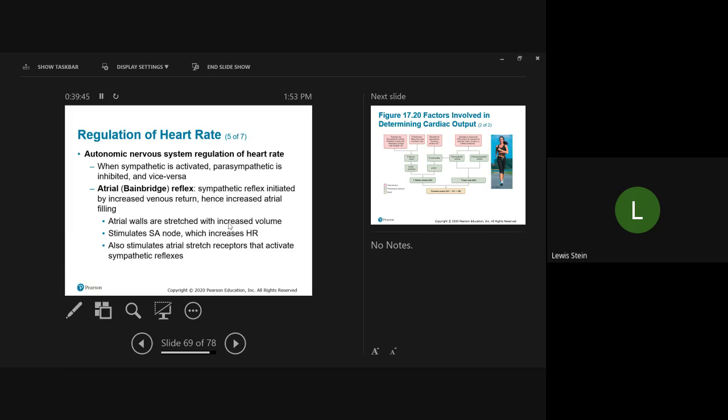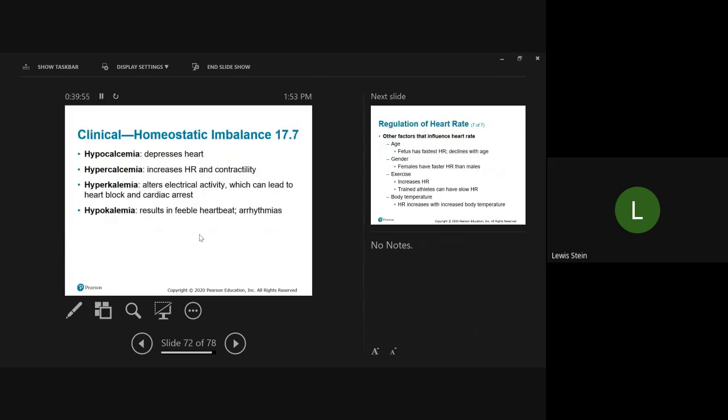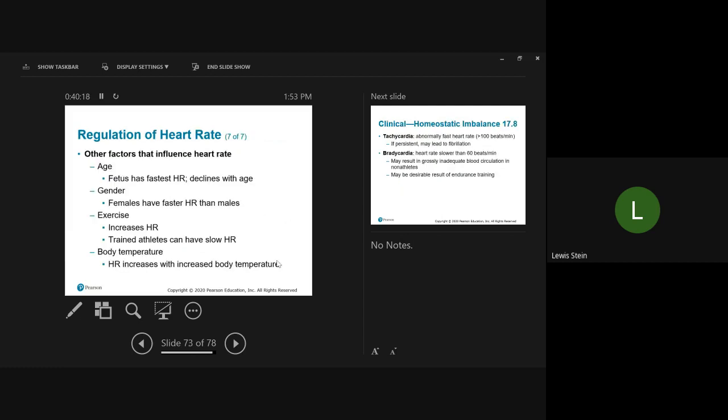I don't think the Bainbridge reflex is that critical for our purposes. Hormones, thyroxine, the electrolytes. These are interesting. Again, calcemia, whether it's hypo or hyper, and so there's a variety of different things where calcium and potassium, as you can see, are the big players. And when you start to see this, it's really scary. I keep reiterating the same point: kalemia, potassium levels are critical. And then all these other things.